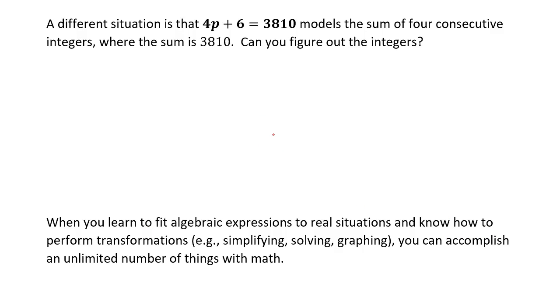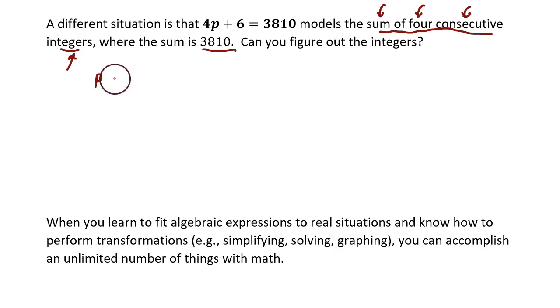Let's look at one more situation that uses this same algebra expression. 4p plus 6 equals 3,810 might model the sum of 4 consecutive integers where that sum is 3,810. Can you figure out the integers? Let's pick at the meaning of the problem. The word sum means to add things together. We're told we're going to add 4 numbers together. Those numbers are described to us. They are consecutive integers. We want to find 4 consecutive numbers that add up to 3,810.